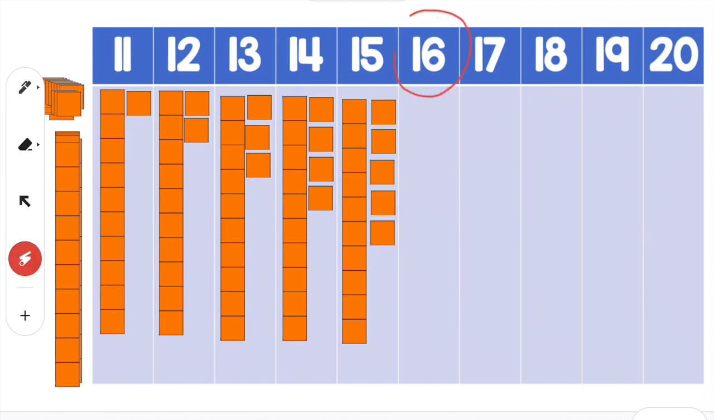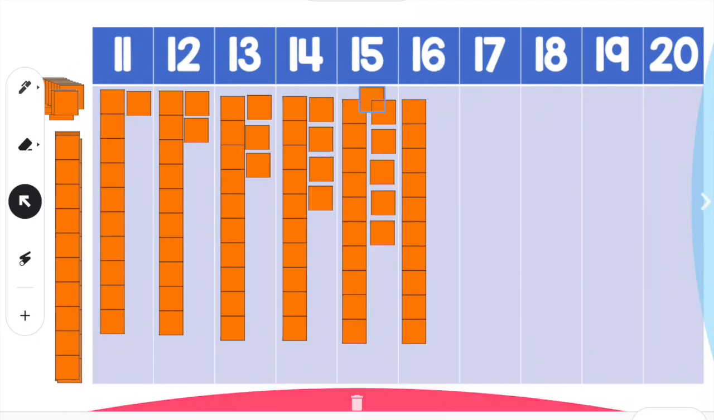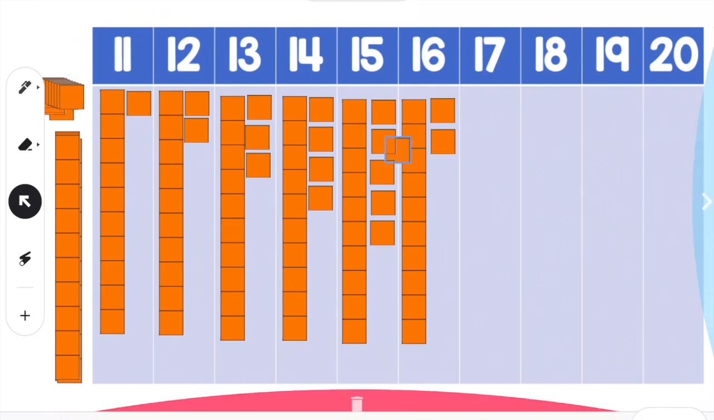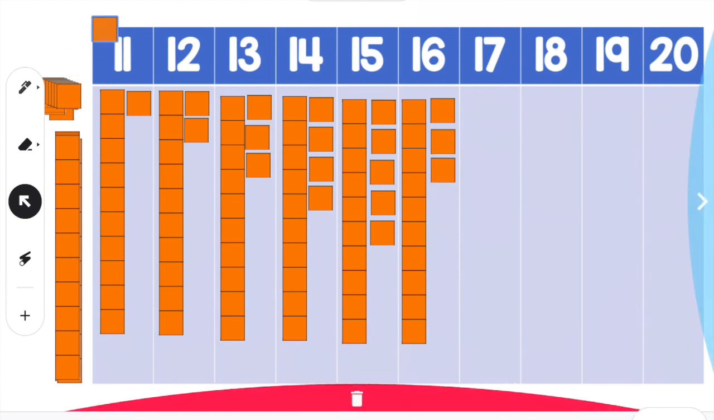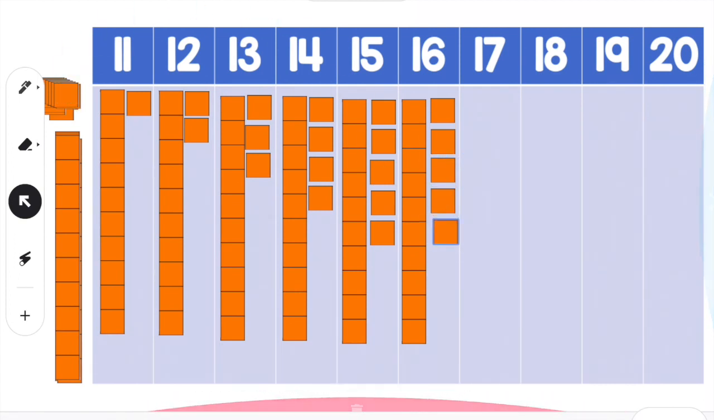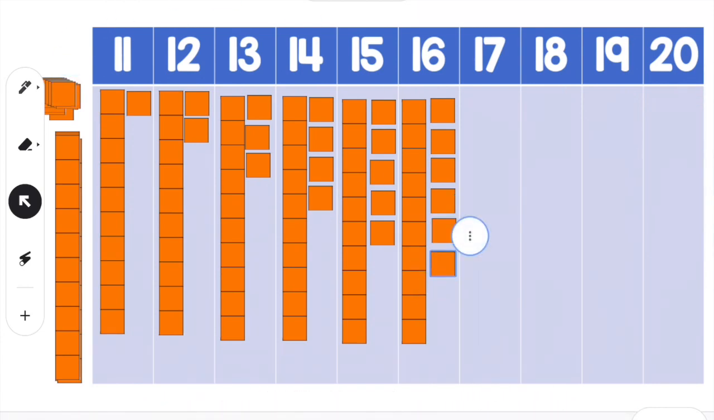This is my second favorite number. What number is that? 16. You got it. Let's start with the 10. Add our ones. 11, 12, 13, 14, 15, 16. Awesome. We're getting into those higher teen numbers, so we're doing a little bit more work, but you need to keep counting along with me.